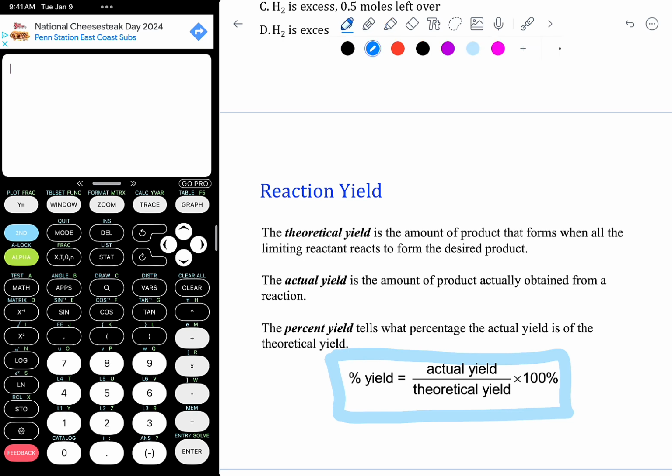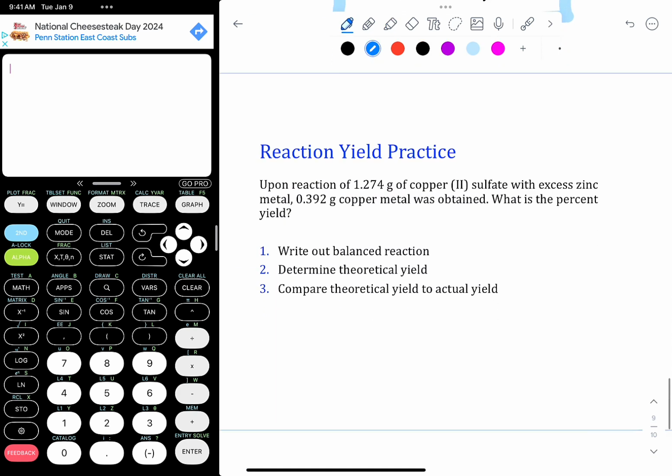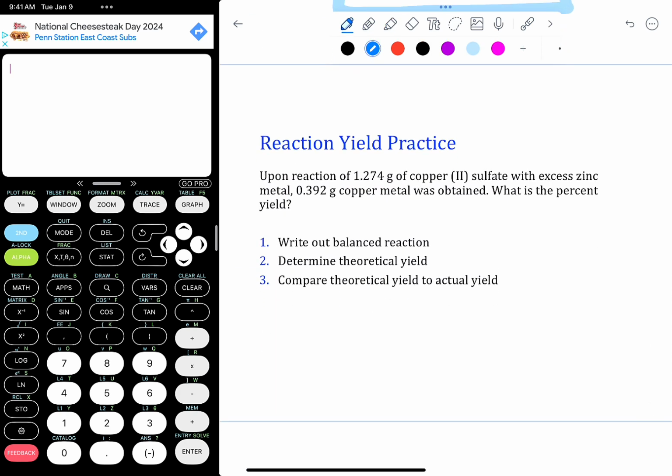When we look at these problems, here's an example. We want to calculate what our theoretical yield is and compare it to our actual yield. So our first problem we have here is, upon reaction of 1.274 grams of copper 2 sulfate with excess zinc, so we already know what our excess reactant is, we don't care about it. There's enough there to do the reaction.